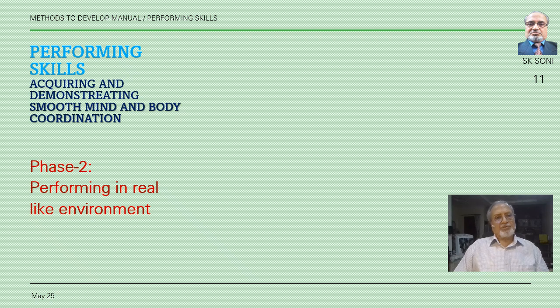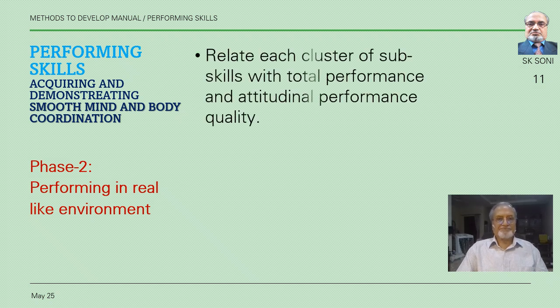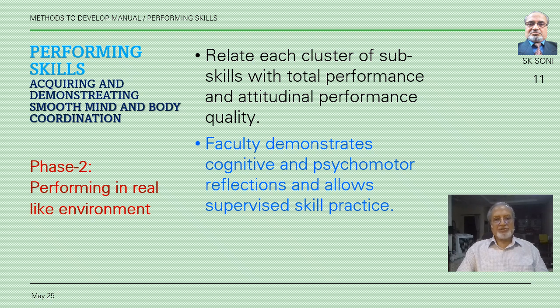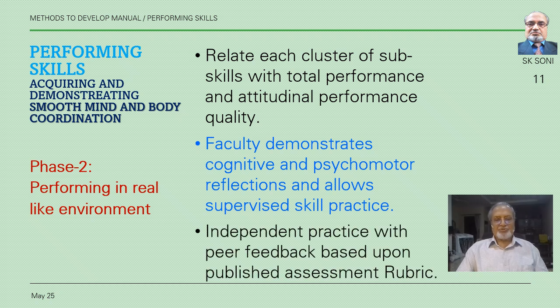This is phase 2, performing skills, acquiring and demonstrating smooth mind and body coordination, performing in real like environment. Relate each clusters of sub-skills with total performance and attitudinal performance quality. Faculty demonstrates cognitive and psychomotor reflections and allows supervised skill practice. Independent practice with peer feedback based upon published assessment rubric. So, in this phase 2, the use of rubric is very useful for getting the feedback from the experience of the students as well as of the trainer.